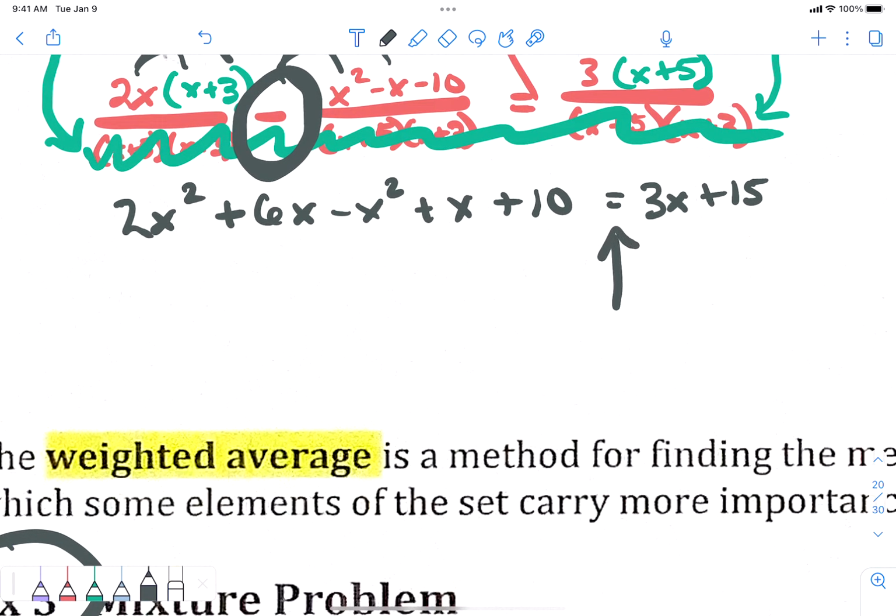Keep in mind, track your equal sign. That's where he is at all times, right? Okay, let's put stuff together. I can put 2x squared and negative x squared together. What's that become? Just x squared, right?